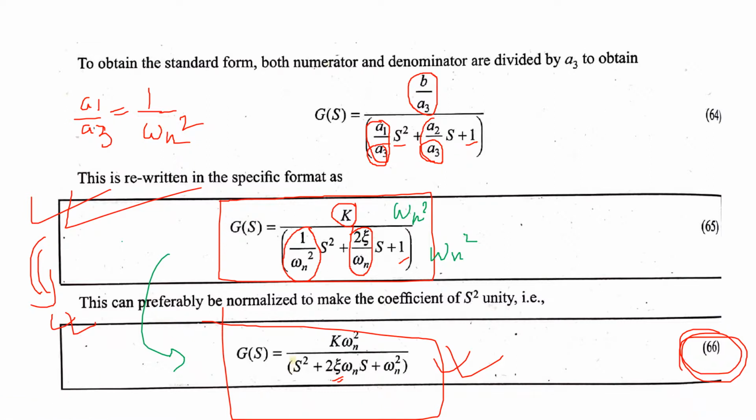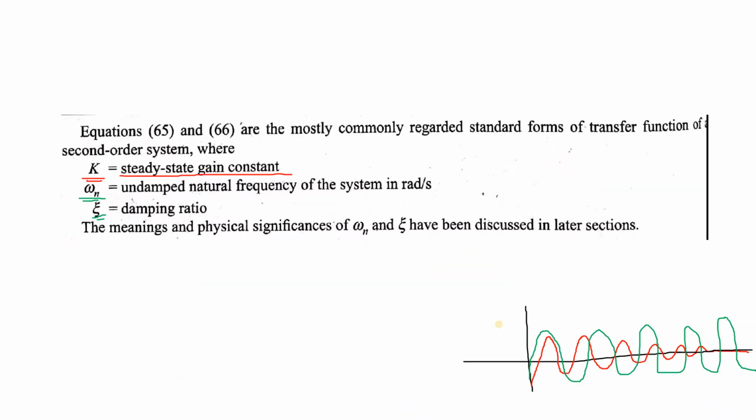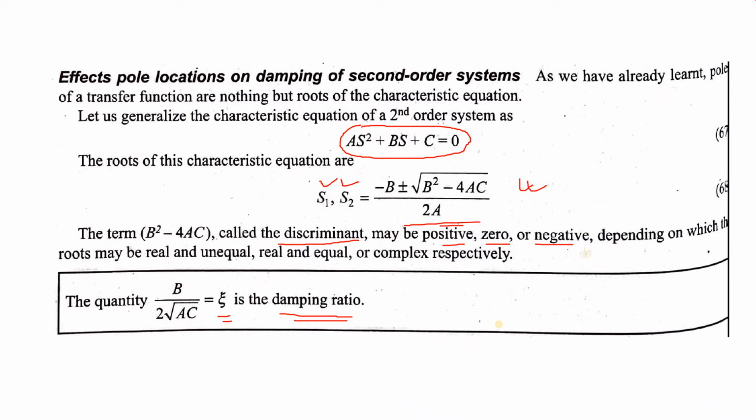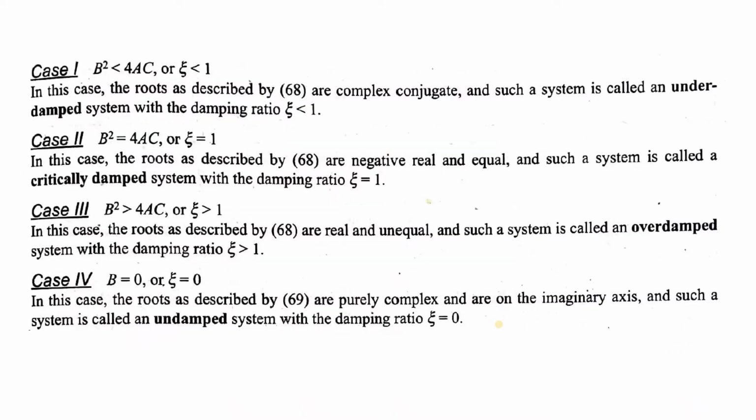Now what is b? See, you take this denominator. The denominator is the characteristic equation, and you have to solve this equation. In this case you will actually get the value of eta by taking the ratio of b by 2 root over of AC.